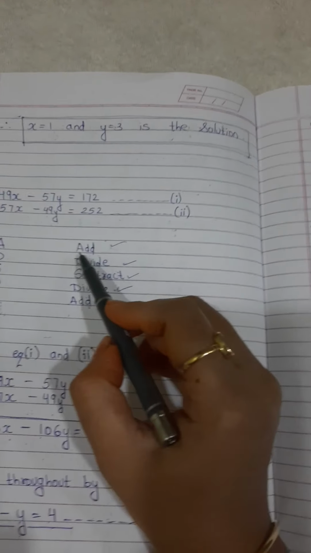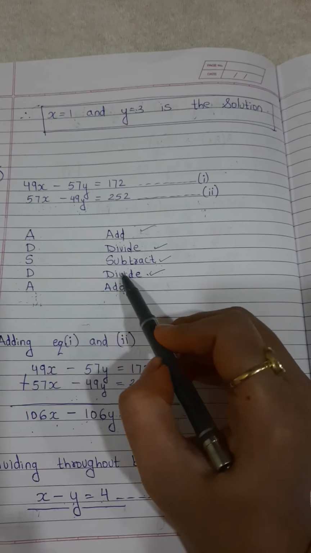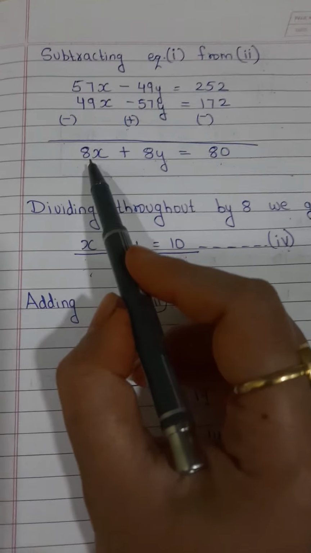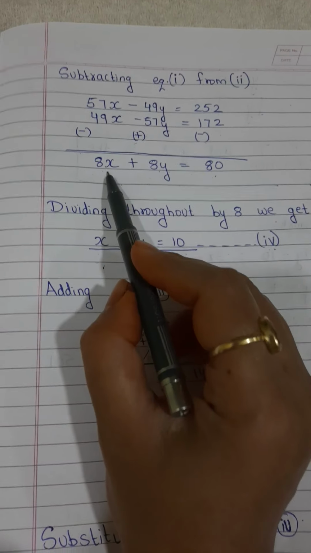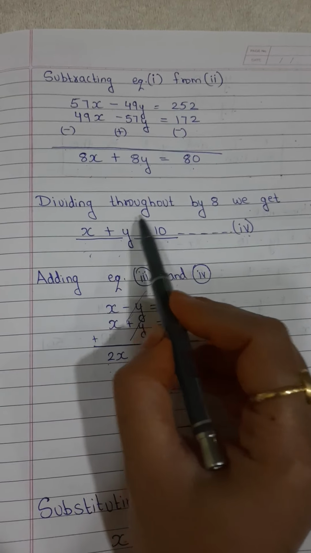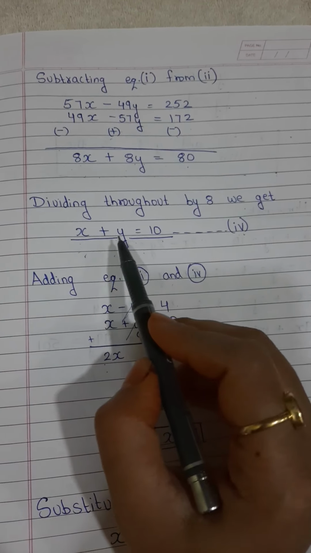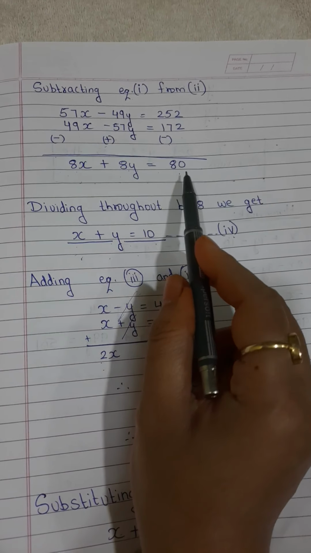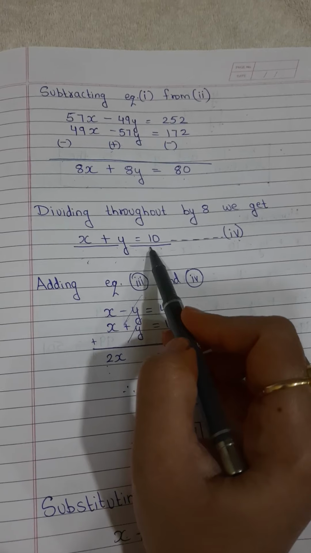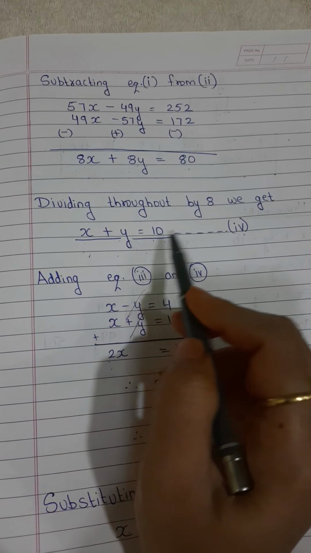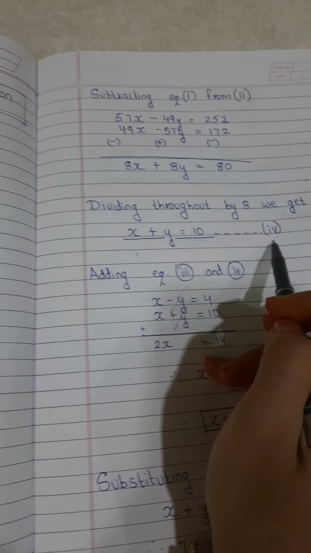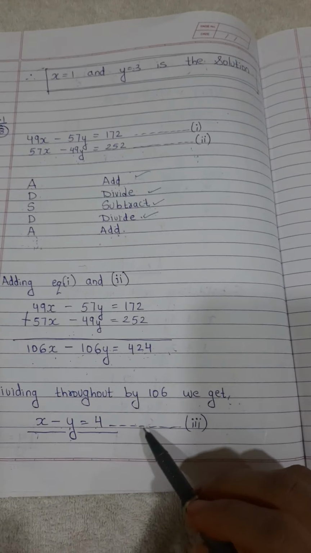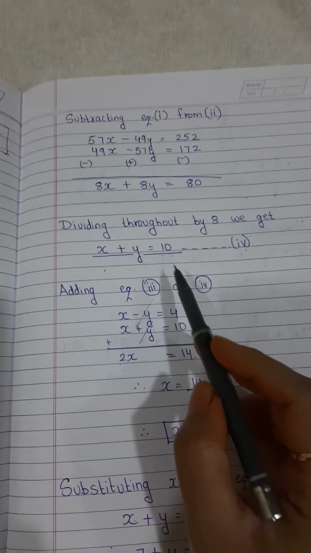And then after S, it is D again, divide. Let's see what is the same number we got with x and y, that is 8. So let us divide. Dividing throughout by 8 we get x plus y equals to 10, students. 80 divided by 8 is 10. Again a new equation we have got, we'll mark it as equation number 4. So here we are having third equation and the fourth equation.